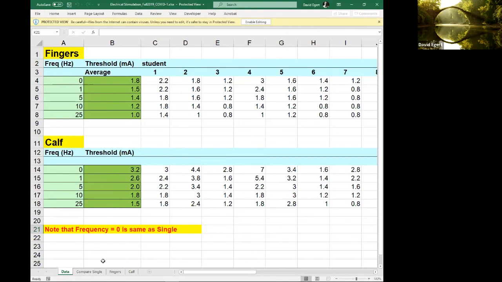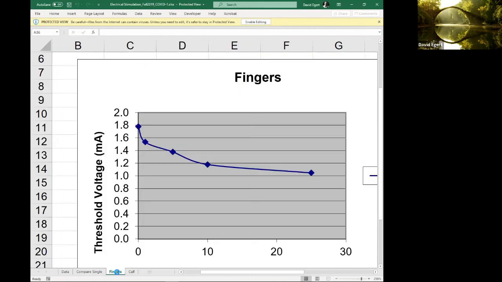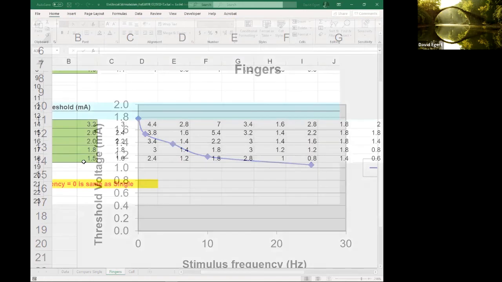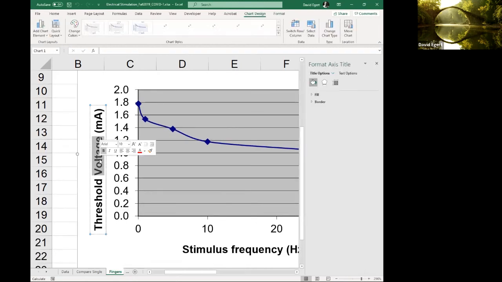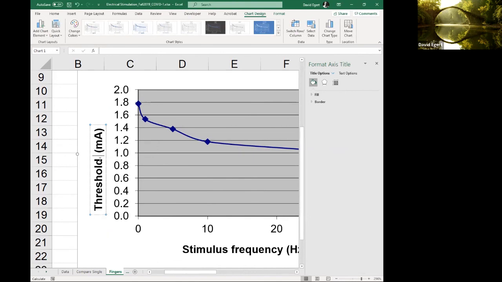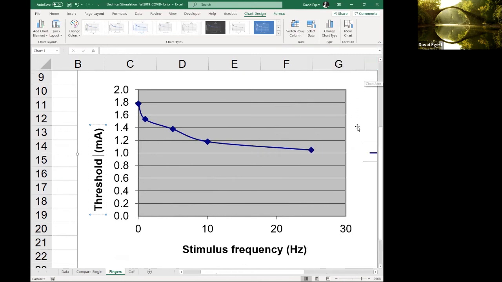In fact, if we look at fingers, it should say threshold, shouldn't say voltage, just say threshold current. I will fix that and re-upload it for you all. It's because in the old days we used to actually use voltages.